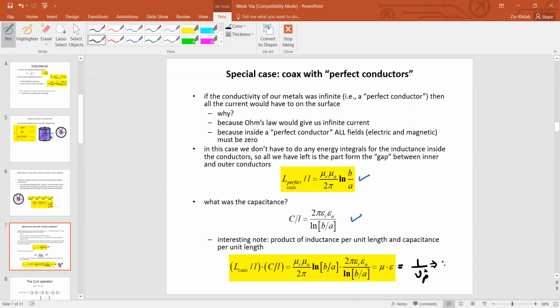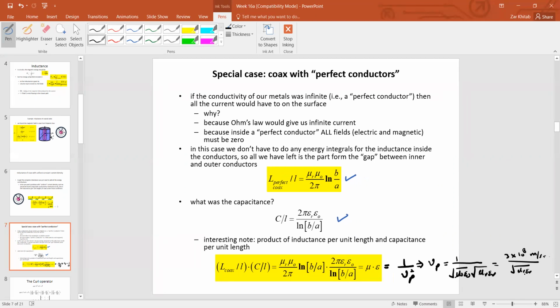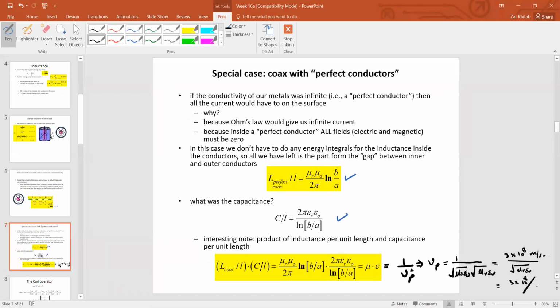From this equation, we can also say that Vp is equal to 1 over under root mu naught epsilon naught mu r epsilon r, which is nearly equal to 3 into 10 to the power 8 meter per second divided by under root mu r epsilon r. So this is 3 into 10 to the power 8 divided by the refractive index of the material.